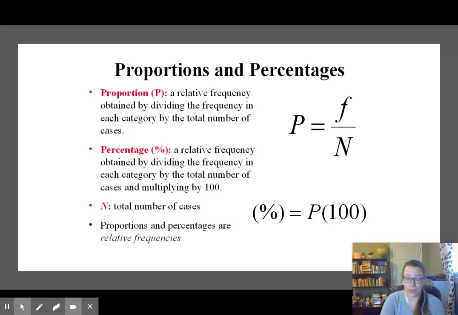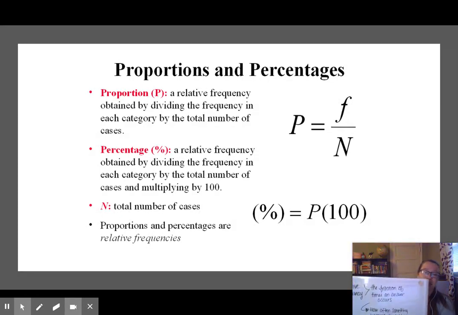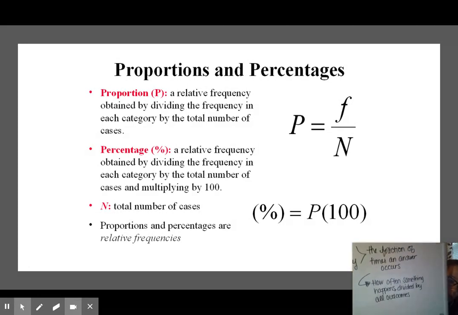And so we are going to be refreshing our lesson on proportions and percentages, because oftentimes in our frequency charts, we will have the percent and the cumulative percent. Remember, our proportion is a relative frequency obtained by dividing the frequency of each category by the total number of cases. And when we talk about relative frequencies, it is the fraction of times an answer occurs, which pretty much means how often something happens divided by all outcomes.